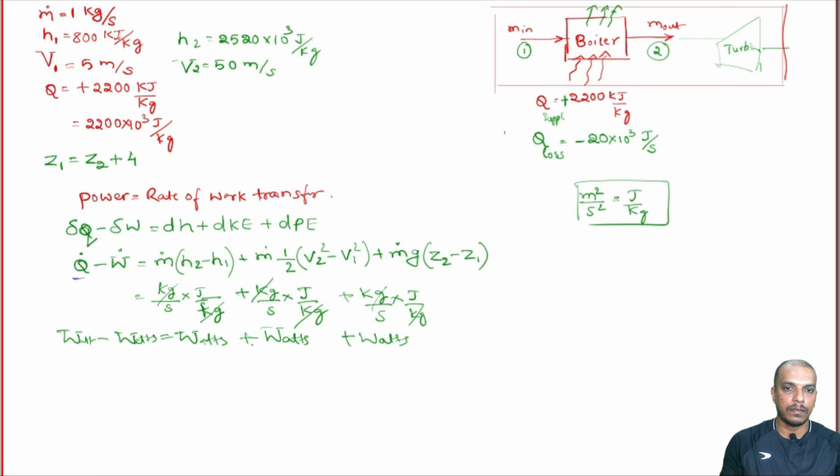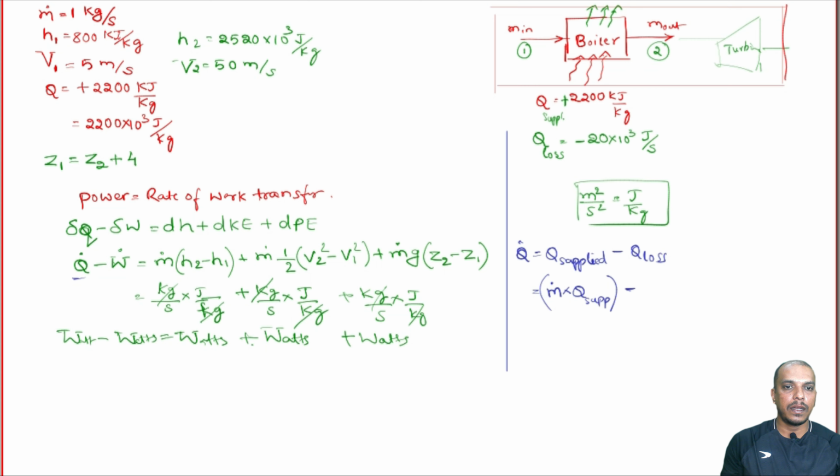Therefore, Q dot is equal to heat supplied in watts minus heat loss in watts. Okay, both should be in watts. So this has to be multiplied because first term is only 2200 into joule per kg. So into Q supplied in joule per kg minus heat loss is directly in watts. So this is minus.